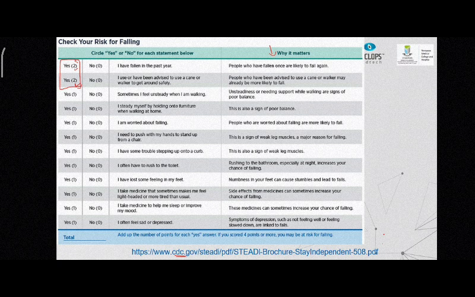So this scale is actually very good, and this is my personal favorite to screen the patient on the first visit. So again, it has 12 questions, and if the score is more than 4, the person is more likely to fall.